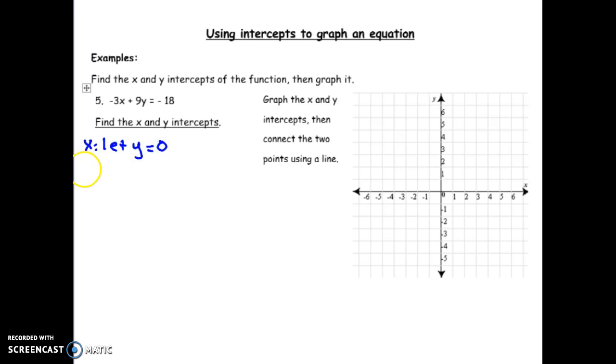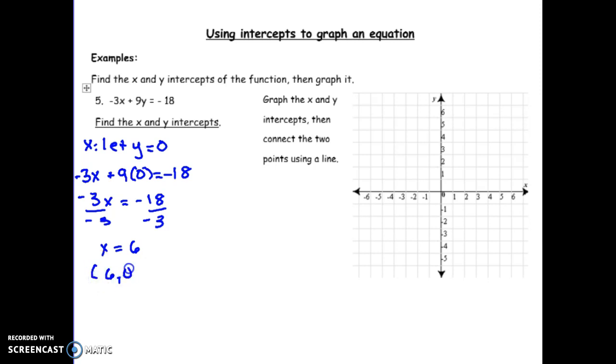All right, so we've got negative 3x plus 9 times 0 is equal to negative 18. So I've got negative 3x is actually going to be equal to negative 18. And I'll divide both sides by negative 3. So x is going to be equal to 6. So when I have the graph, the ordered pair is going to be (6, 0). So if I graph it, my x is 6, so I'm going to go to the right 6. And right there on the x-axis, there's my x-intercept.